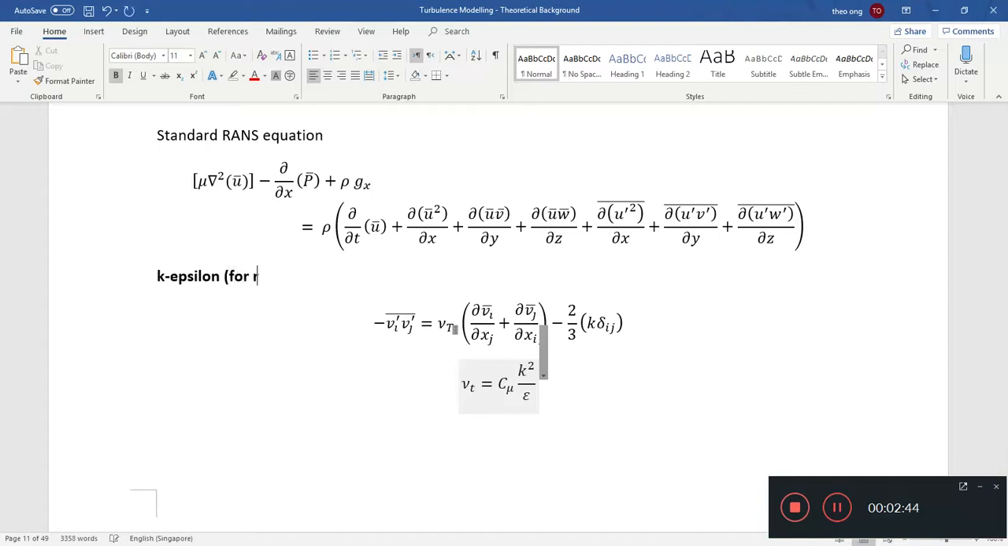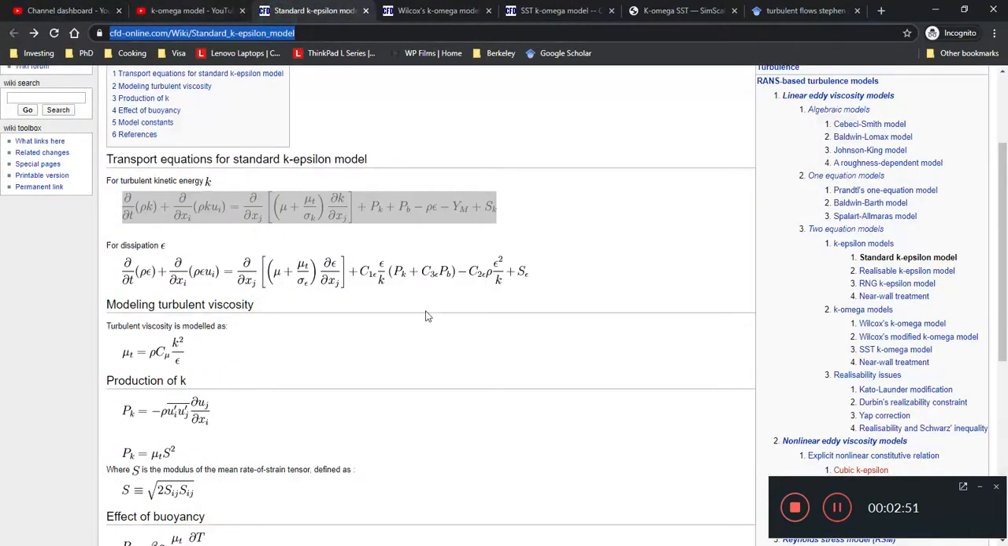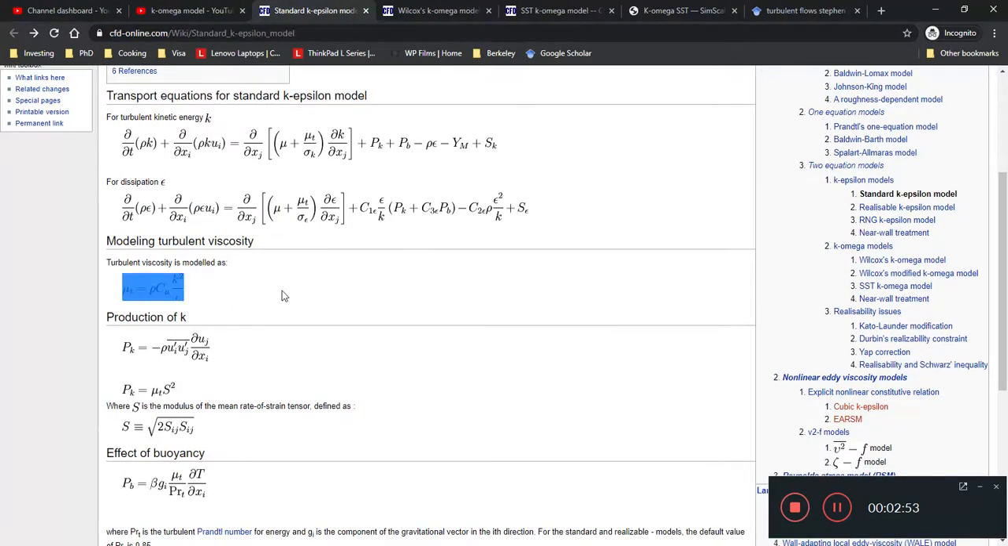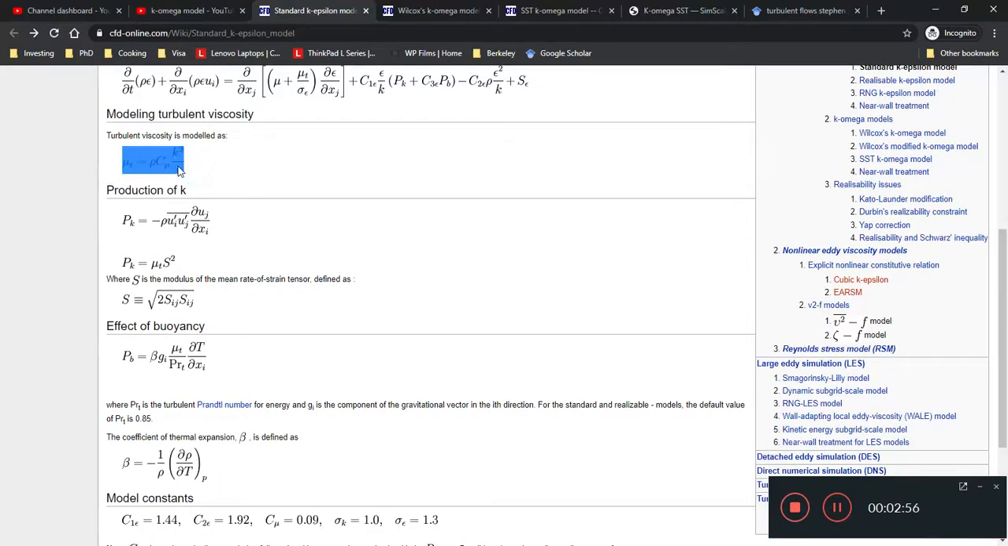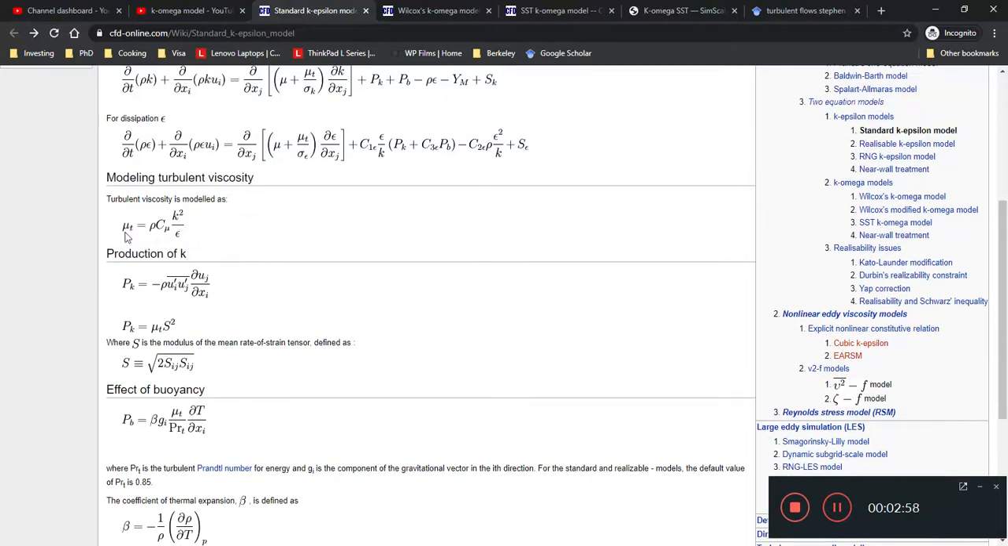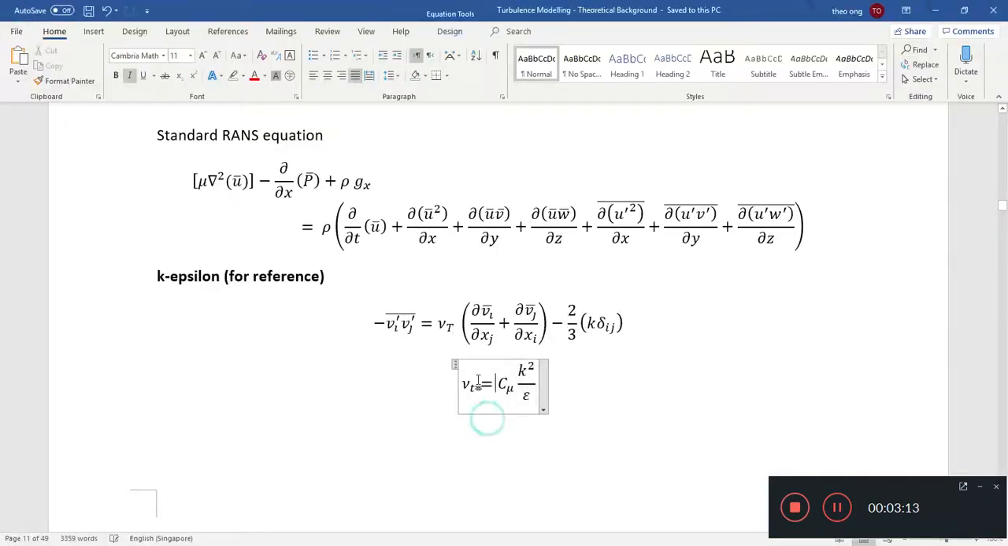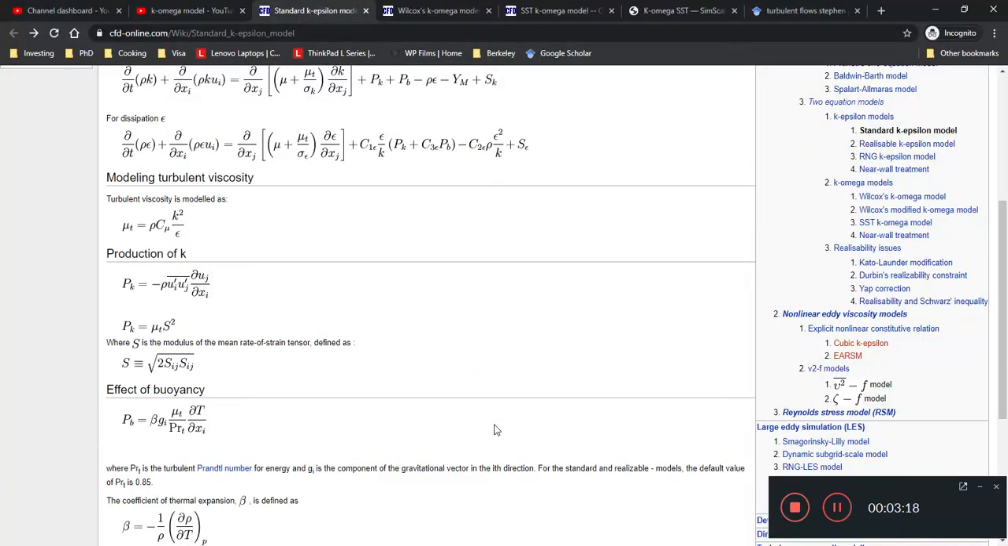For reference, if you take a look at the k epsilon model here, you'll see that this is pretty much the same. Turbulence viscosity is modeled as mu t equals rho times c mu k squared over epsilon. So this is a dynamic viscosity, so you just multiply by the density, then you'll get the dynamic viscosity. I use kinematic viscosity because I'm more used to it.